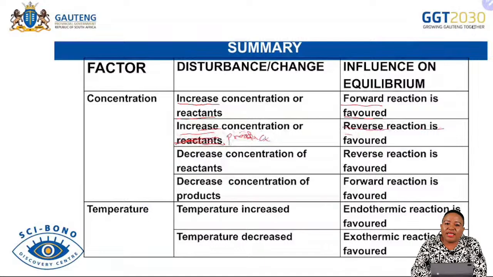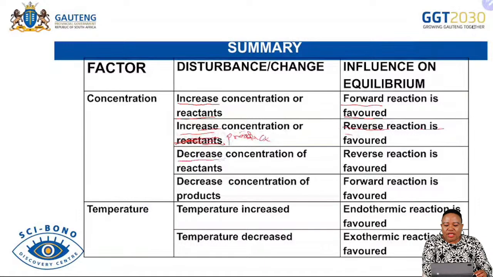Why is the reverse reaction being favored when you increase the concentration of the product? Remember, for the reverse reaction, your product is the reactant. So it's the same as when you increase the concentration of the reactant of the forward reaction, because the product at that time will be your reactant instead of being a product.